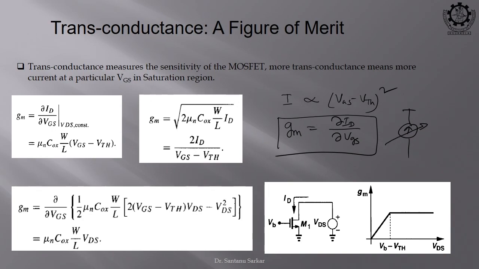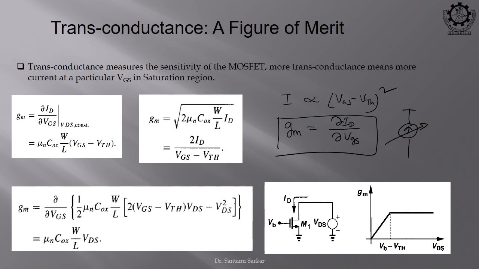If GM is higher, my transistor can give a higher current. Okay. If you multiply with VGS minus VTH, overdrive voltage. So, this GM gives us the hints about how strong the transistor is. Okay. So, in saturation region, your expression is ID is equal to half mu n Cox W by L VGS minus VTH whole square. If you take a derivative, what you get directly? Mu n Cox W by L VGS minus VTH, is not it?